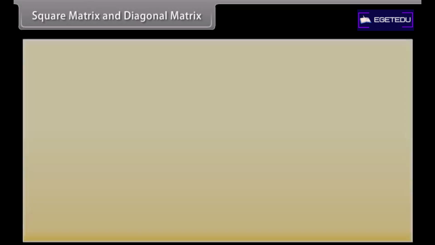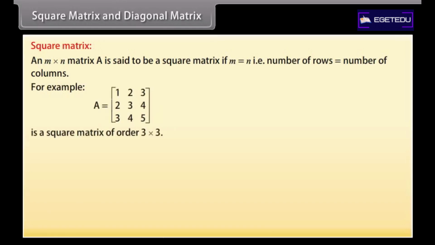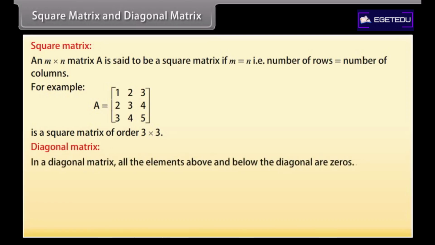Square matrix and diagonal matrix. Square matrix. An m by n matrix A is said to be a square matrix if m is equal to n, that is, number of rows is equal to number of columns. For example, A is a square matrix of order 3 by 3. Diagonal matrix. In a diagonal matrix, all the elements above and below the diagonal are zeros. For example, B is a diagonal matrix.